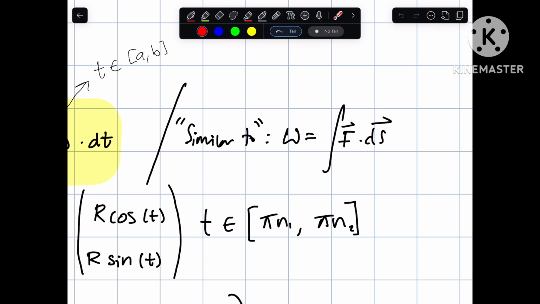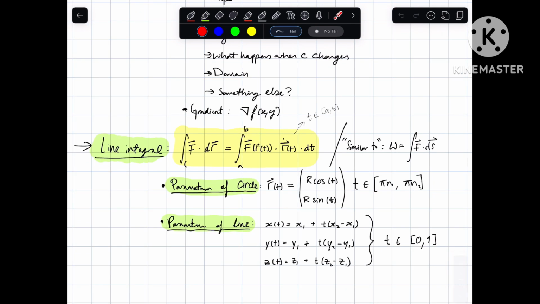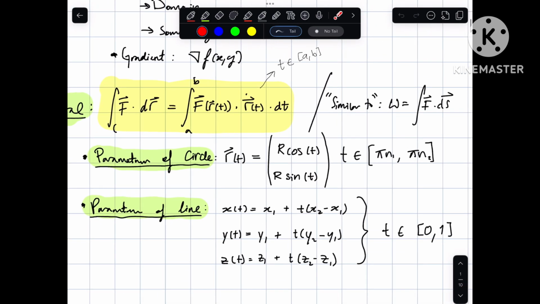A line integral of a vector field is kind of just how much your line agrees with the vector field, in a way. There are better people to explain this, but you know what I'm talking about. Okay. So just examples of parametrization.